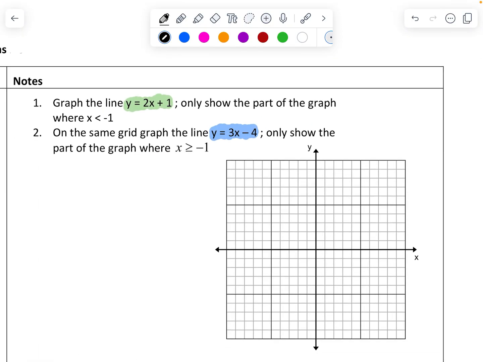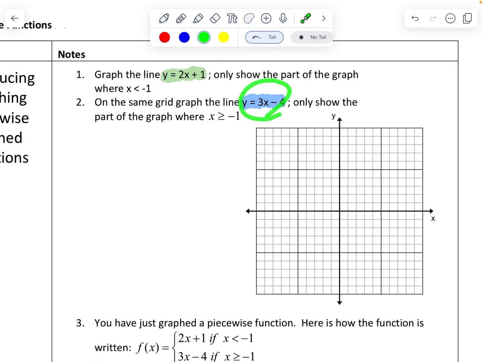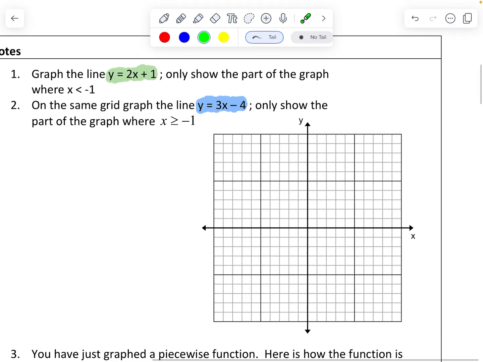So here we're going to graph two different lines, y equals 2x plus 1 and y equals 3x minus 4. But we're only going to graph the green line where x is less than -1 and the blue line where x is greater than or equal to -1. So first, I'm just going to graph the whole line.